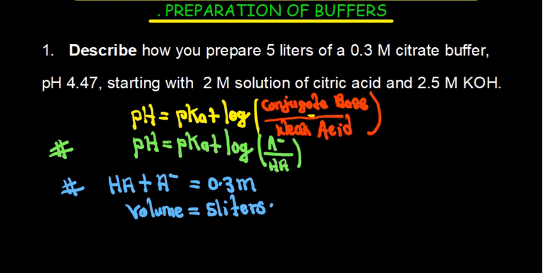Great. And then what else has been given here? We've been told that the pH of the acid has been given as 4.47.